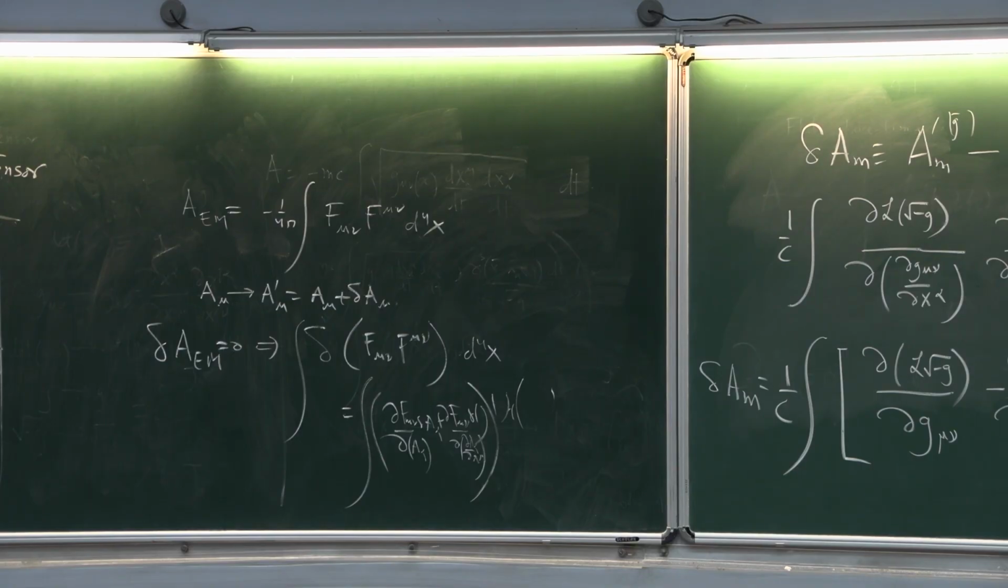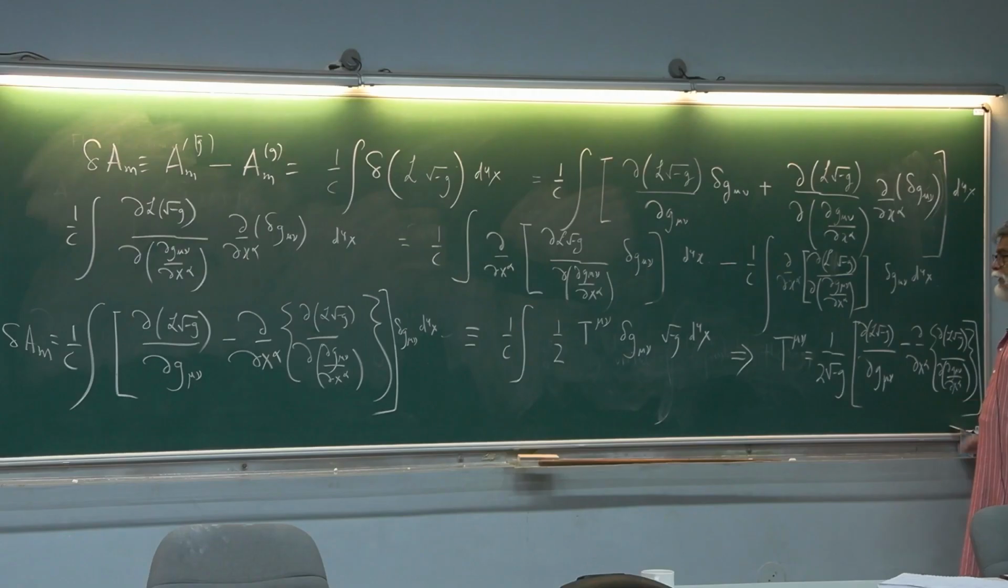Would we have arrived at the same conclusion if we vary both the dynamic variables? I'm not doing that. I'll tell you what will happen then. First, we only varied the metric tensor, and then Hilbert assures me that whatever I have got is the energy momentum tensor. It's pure magic.